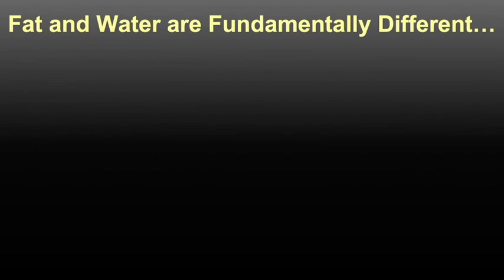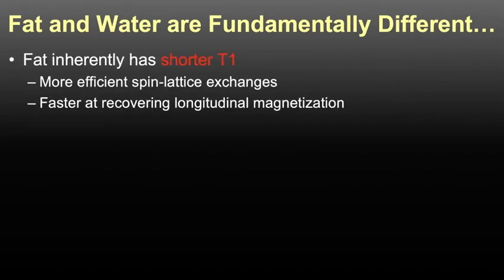So there are some fundamental differences between water and fat. Fat has inherently shorter T1 than water. This means they are more efficient at spin-lattice exchanges and faster at recovering that longitudinal magnetization.